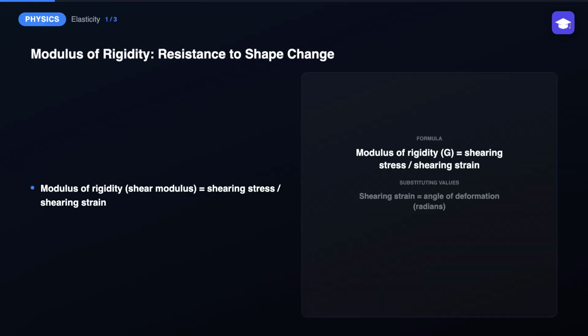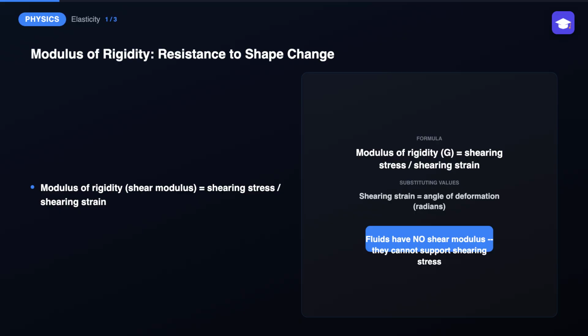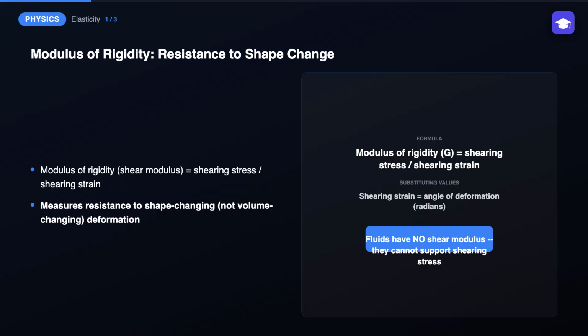The modulus of rigidity, also called the shear modulus, is defined as shearing stress divided by shearing strain, and it specifically measures the solid material's resistance to a shape-changing, non-volume changing deformation. Imagine pushing the top face of a cube sideways while its bottom face stays fixed. That's exactly the kind of deformation shear modulus quantifies.